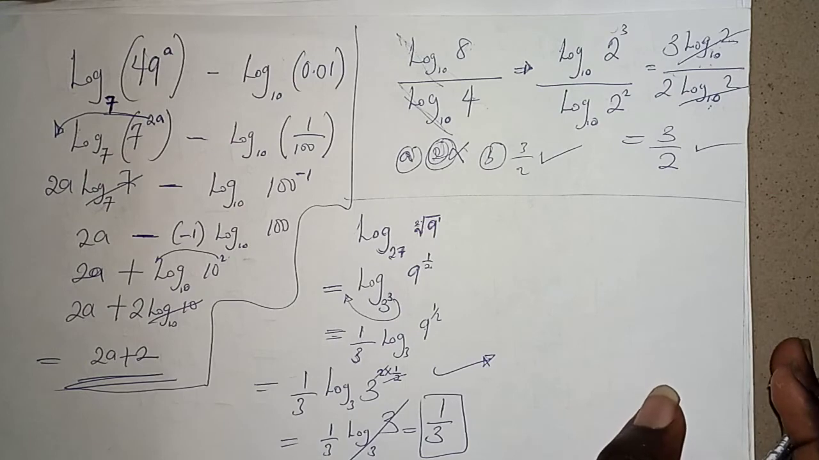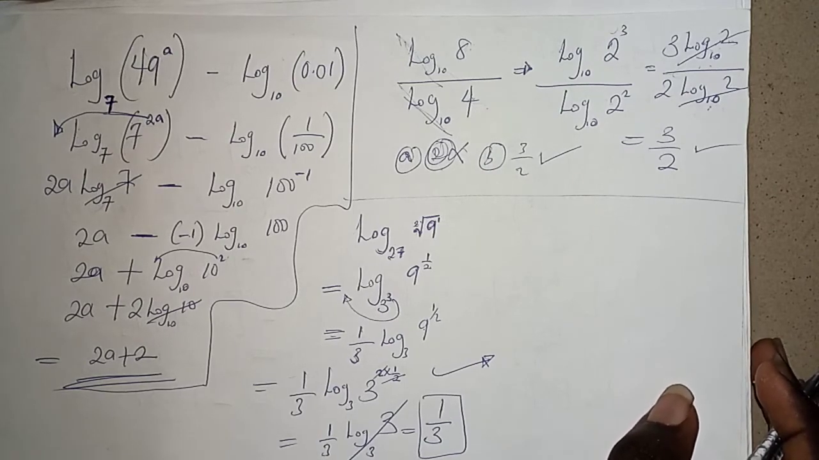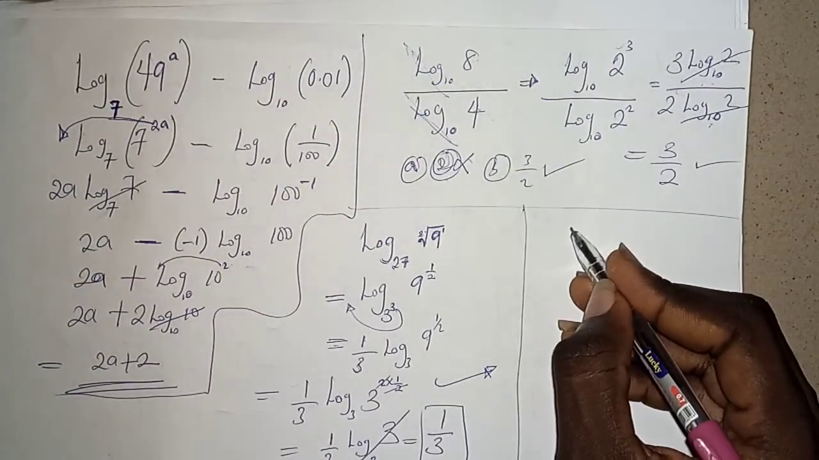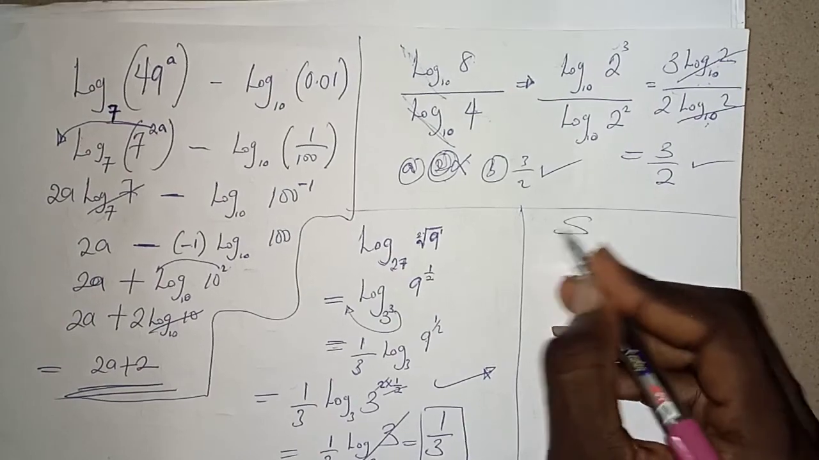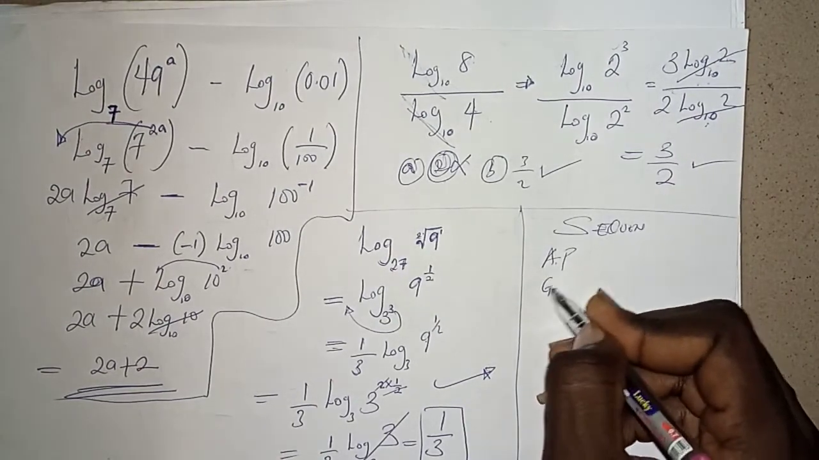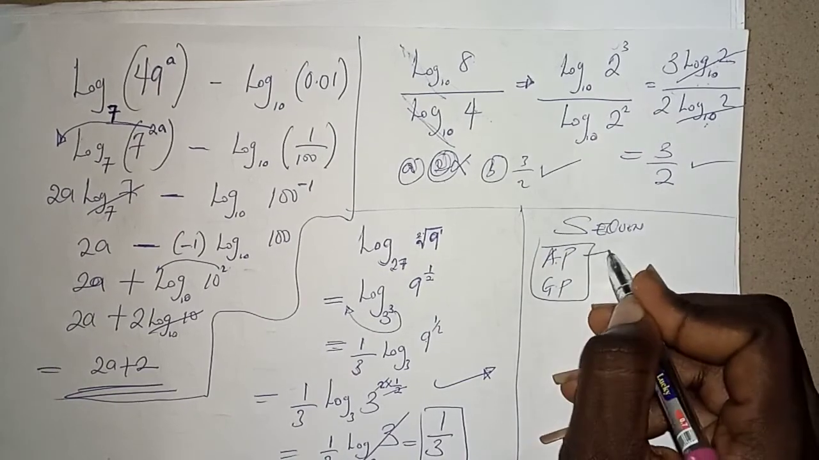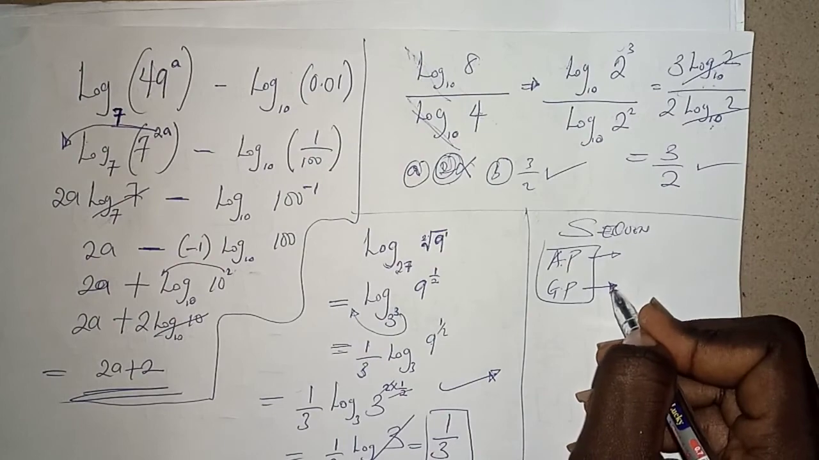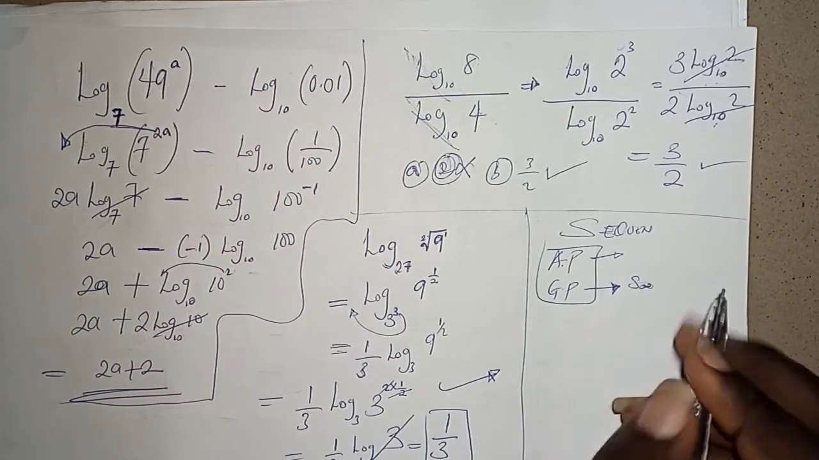So I've solved more than enough questions on logarithm. I'll try to look for more questions and then send them to you guys, so you go ahead and solve them. Okay, so the next topic I would like to consider is sequence and series, whereby we talk about arithmetic progression and geometric progression, the sum of AP, the sum of GP, and then finally talk about the sum to infinity of GP.